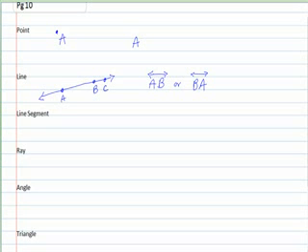Another way you can refer to a line is that sometimes there will be a cursive letter outside. That's a cursive L. It could be an M. It could be any of the letters. And we could call that line L.